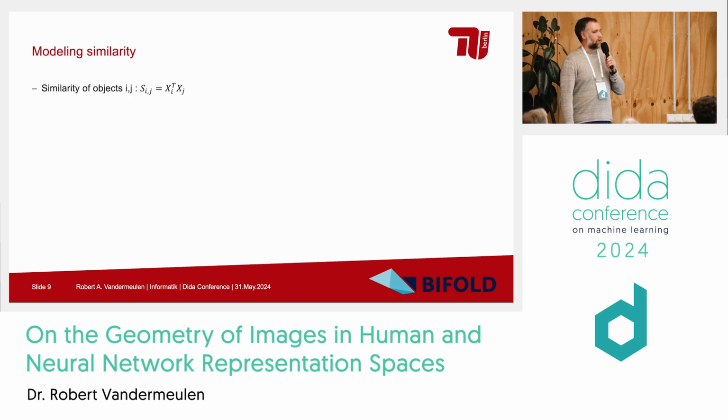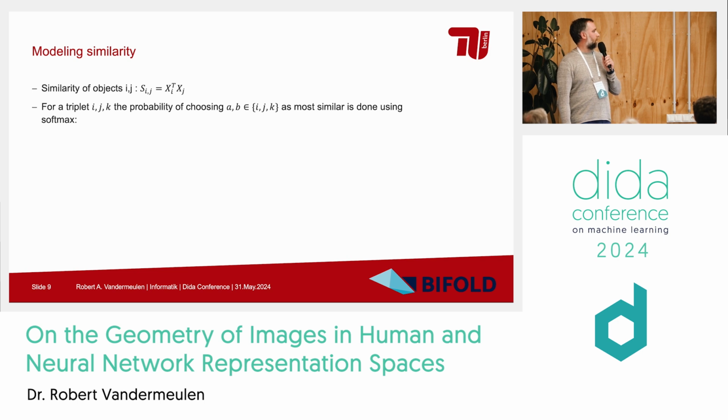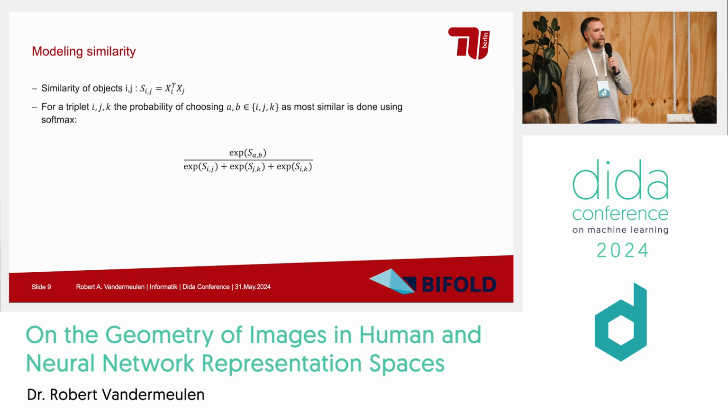How do we model this? We will have the similarity of a pair of objects be the inner product of the two object representations. And we will model the likelihood of choosing a pair AB from a triplet IJK via softmax, essentially. So here at the top is the probability of choosing AB from IJK in a triplet problem from our model. If anyone has any questions, we're going to be using this for the whole rest of the talk, so please, if anything is unclear, speak now.